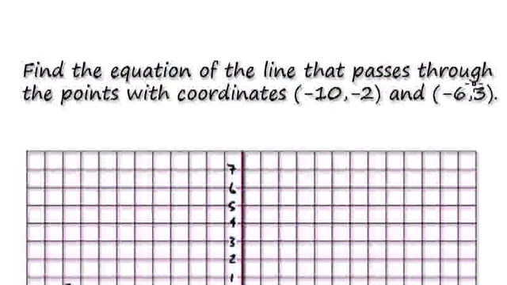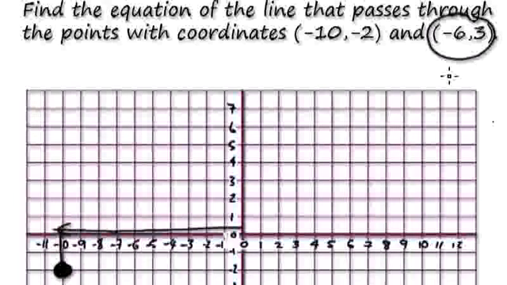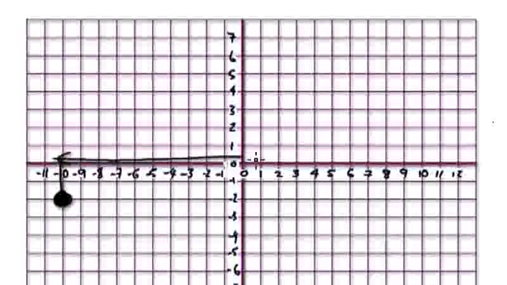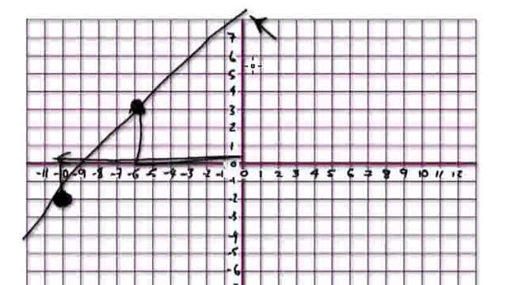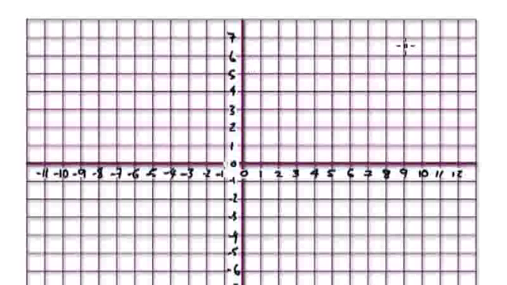And then the second point, minus 6 and 3. So minus 6 and then 3 up. So the second point is here. So find out the equation for the line that passes through these 2 points. So the intercept will be somewhere up here. Okay, but remember we have to be able to do this without the grid.